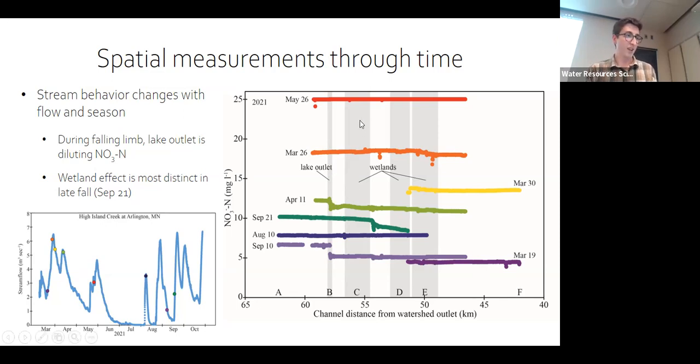You also see that, for instance, wetland C, one of these flow-through wetlands, as you paddle through that on September 21st, you see this decrease in nitrate concentration. But at other times of the year, there's almost no effect. So whether that's dilution or in-stream processing, that changes throughout the season and throughout years.